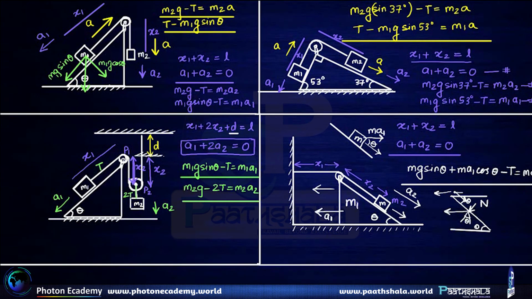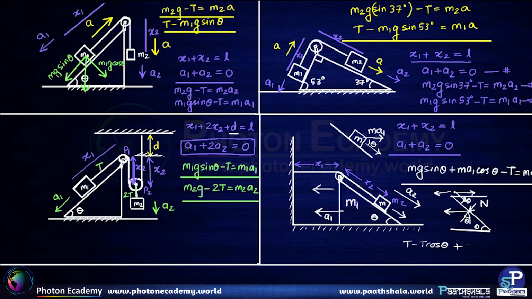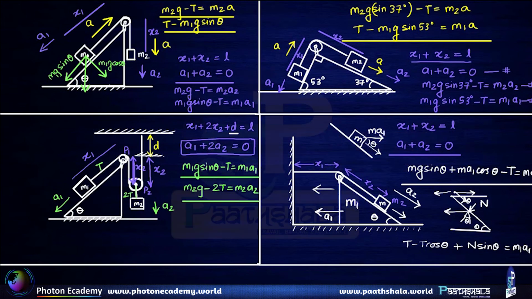So since this is theta, the component of tension towards the right hand side will be T cos theta, and towards the left hand side it will be T. So T minus T cos theta plus N sin theta will be equal to m1 a1. So here the unknowns are a1, a2 and T. Everything else is known. So there is this N also, that is also an unknown.